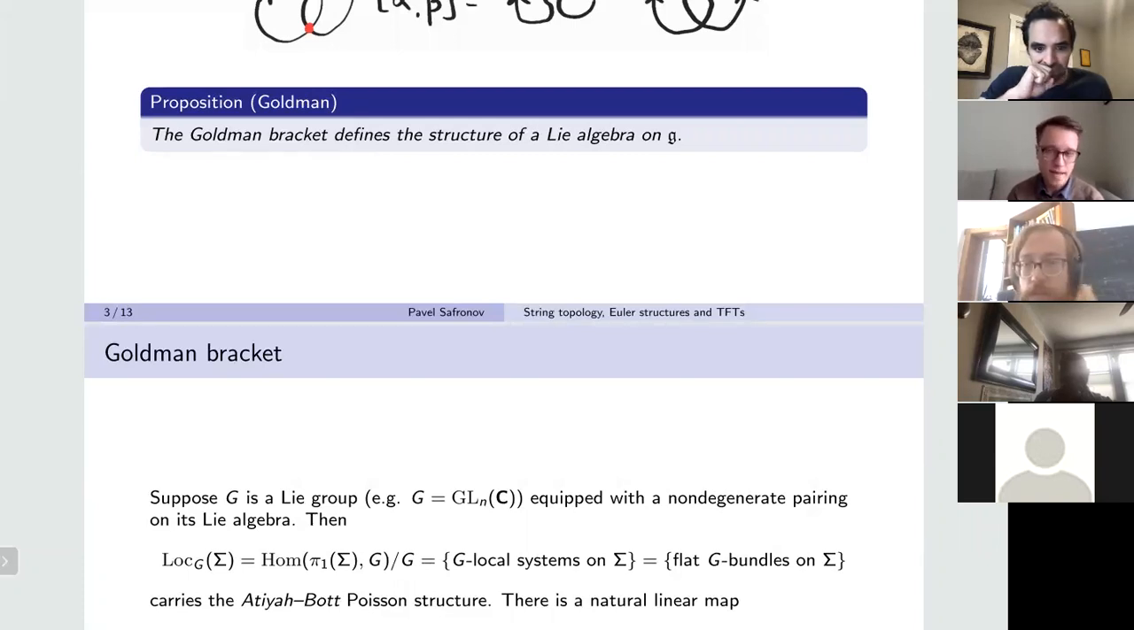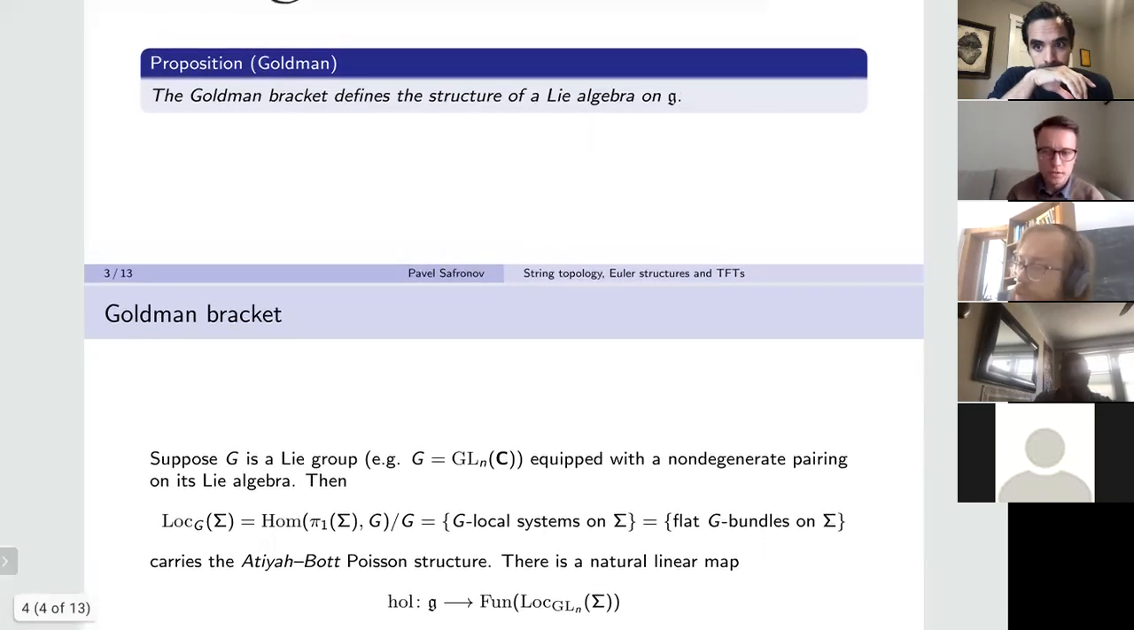Okay, and this is a manifold, generically. And this manifold is going to carry a Poisson structure. So basically, there's a construction due to a TFT approach of the Poisson structure on the moduli space of flat G-bundles. Okay, so you have this character variety, and it has a Poisson structure. So how does this Poisson structure relate to the Goldman bracket? And again, let me concentrate on the GL_N case.